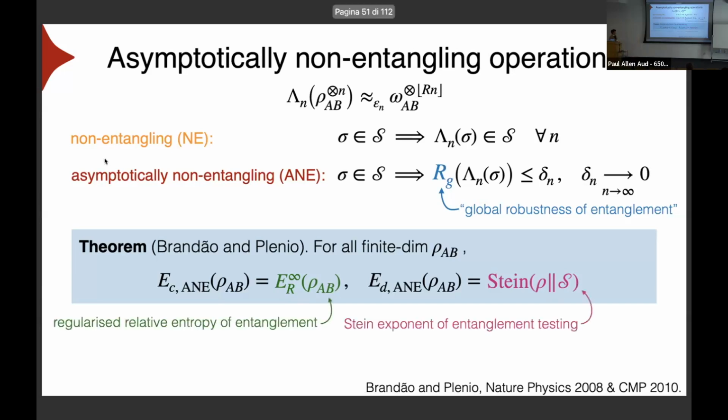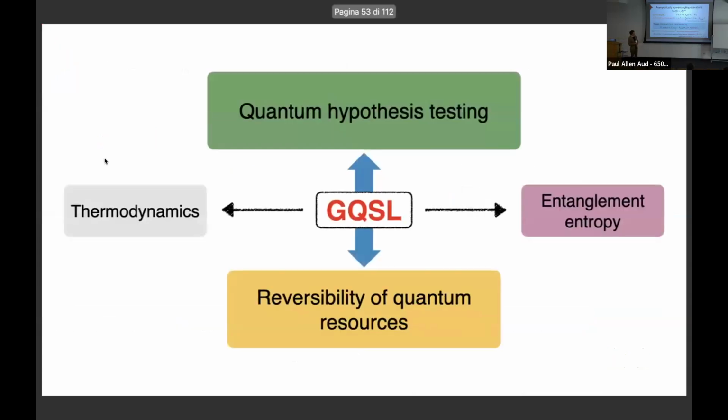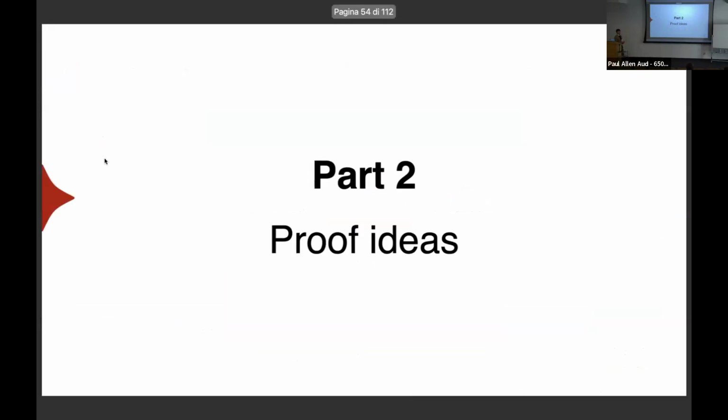Nice. So now the problem of reversibility is just really whether these two quantities are the same. So again, the generalized quantum Stein's lemma. Okay, so this is the entanglement manipulation side, or the reversibility side, of this GQSL. Any questions, maybe? Okay, good. So I hope I justified this scheme.